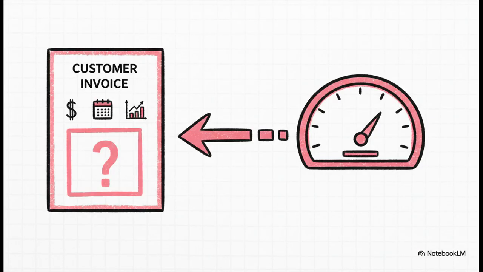Okay, let's make this real with an example. Imagine your company bills customers based on different service speeds. Think internet packages. The problem is a standard speed field just doesn't exist out of the box, but it is absolutely critical for your invoices to be correct.